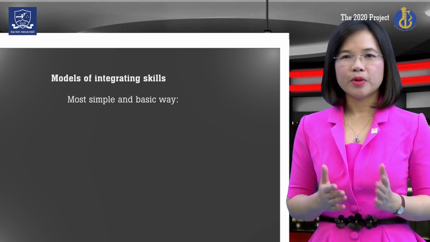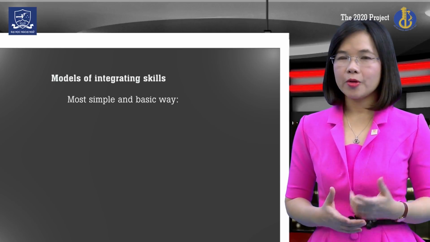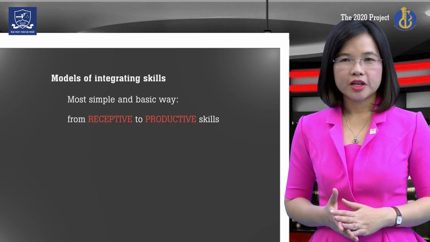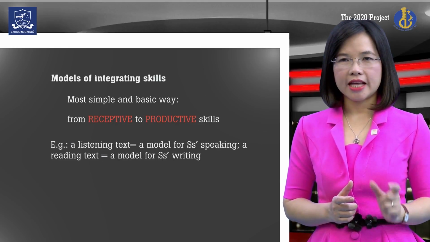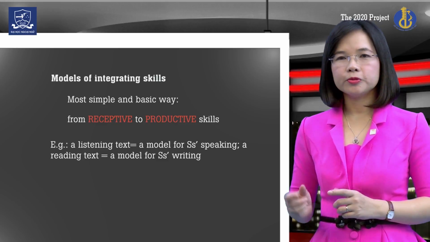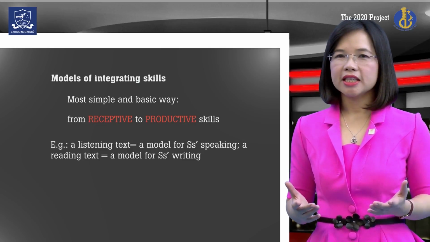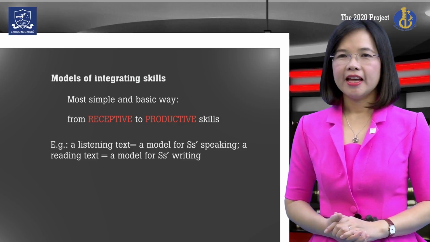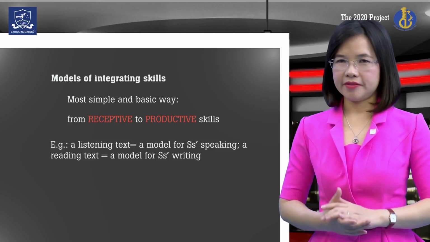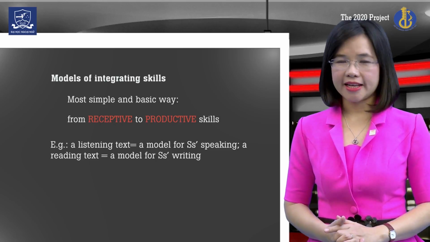The simplest and most basic way of integration is within the same medium, either oral or written, from receptive to productive skills. In other words, we would use a listening text as a model for the student speaking and a reading text as a model for the students writing. This is common practice among teachers, and we call it simple integration. The information that students get from the reading is useful in the oral activity, while the writing activity is based on information from the oral activity.